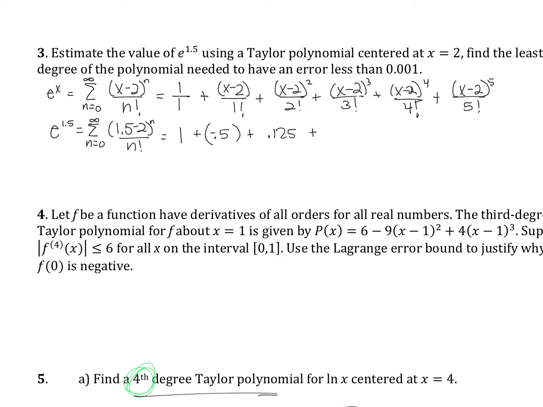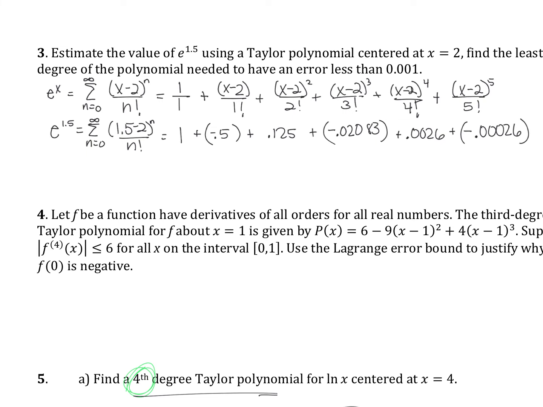Plus, if I keep going, if I plug in 1.5 minus 2 to the third, we end up again with a negative number. So this would be negative 0.02083. I'm going off of what I have written. So if you got a different number, let me know. If I plug in 1.5 again to the fourth term, I end up with 0.0026 positive. And if I go to the fifth term, I end up with negative 0.00026.